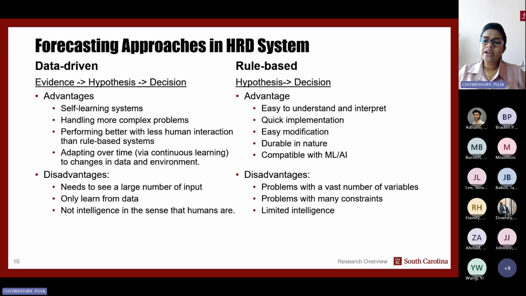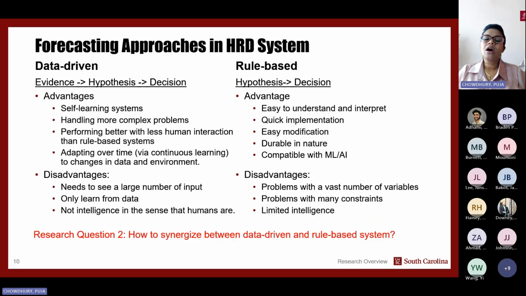So how can we find some common ground? Here, our research question 2 came. How to synergize between data-driven and rule-based systems. That's how we found that maybe physics-informed learning will be a good approach, which will be a middle ground between these two approaches.